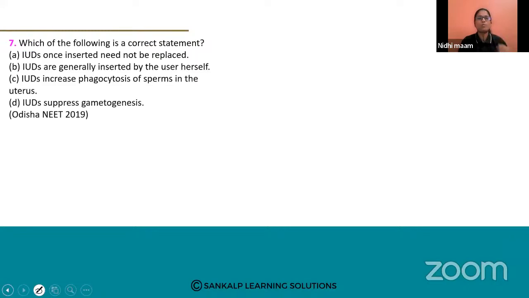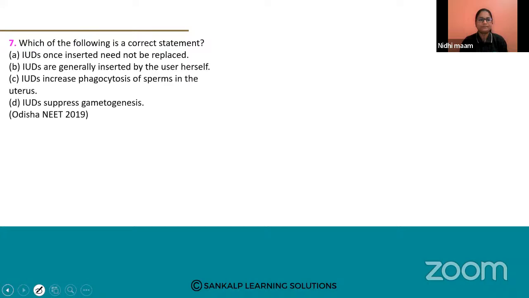So let us check the answer. The right one is option C. It does not increase phagocytosis. It is not involved in increasing phagocytosis. Only hormonal IUDs are there. And Multiload 375, whatever we studied regarding copper releasing IUD, that will proceed with the phagocytosis of the sperm. Just a minute. IUDs increase phagocytosis of the sperm. One minute. Let us discuss.